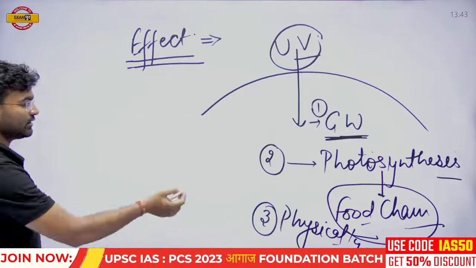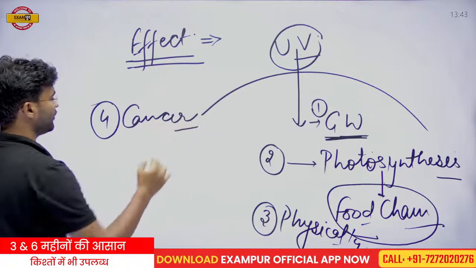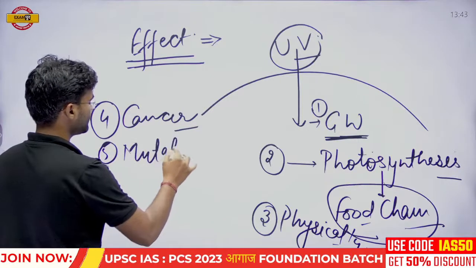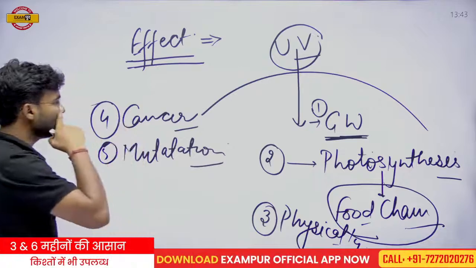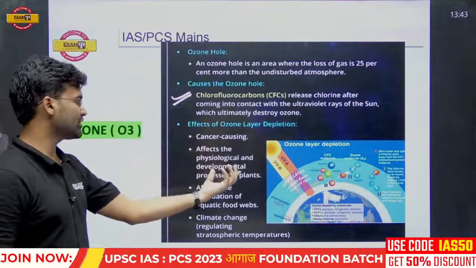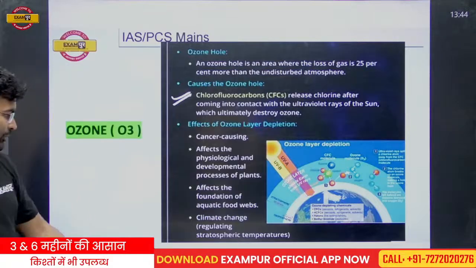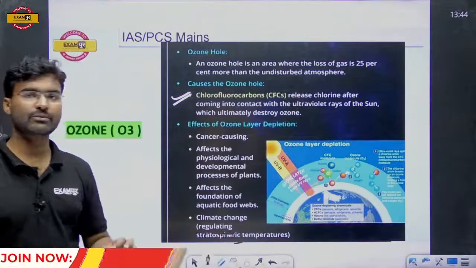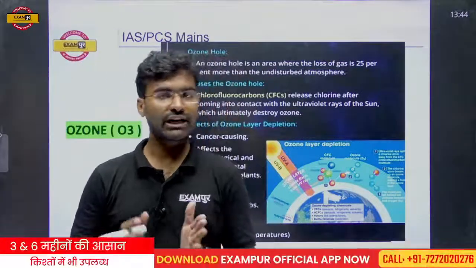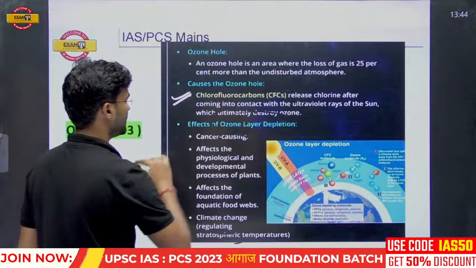Okay, so the fourth thing is that it is responsible for skin cancer. It can be responsible for the mutation of the genes. These are some important effects, like cancer causing, affecting the physiological and developmental processes of the plants, affecting the foundation of the aquatic food webs, and climate change regulation. These are some important factors which are responsible for the effects on the earth by the ozone layer depletion.